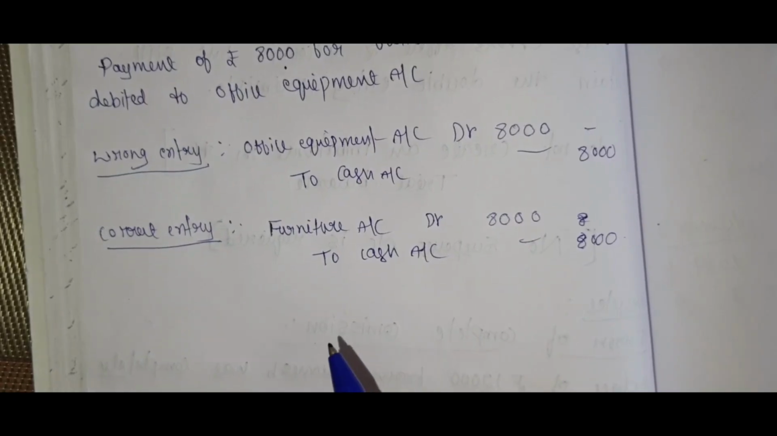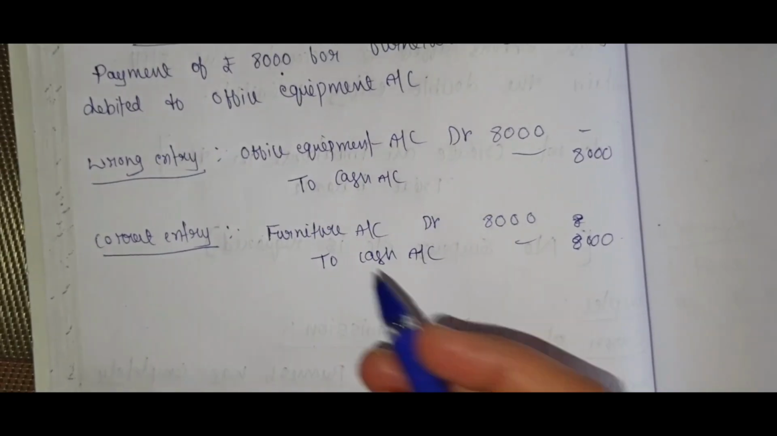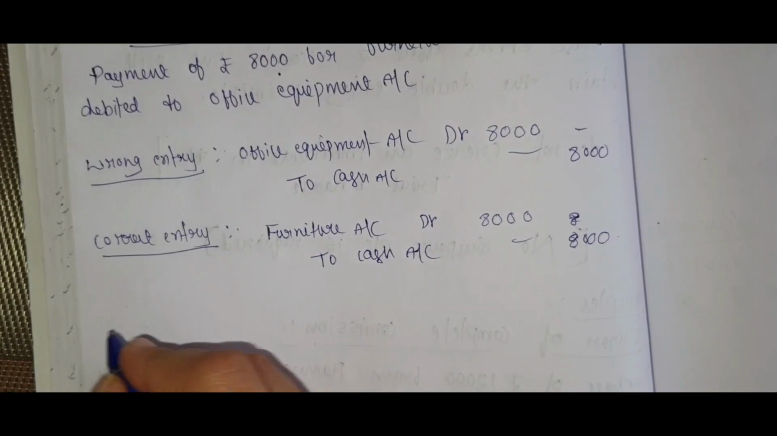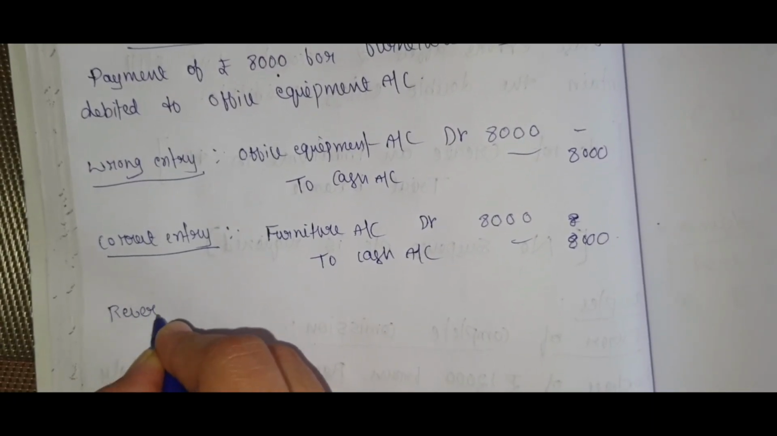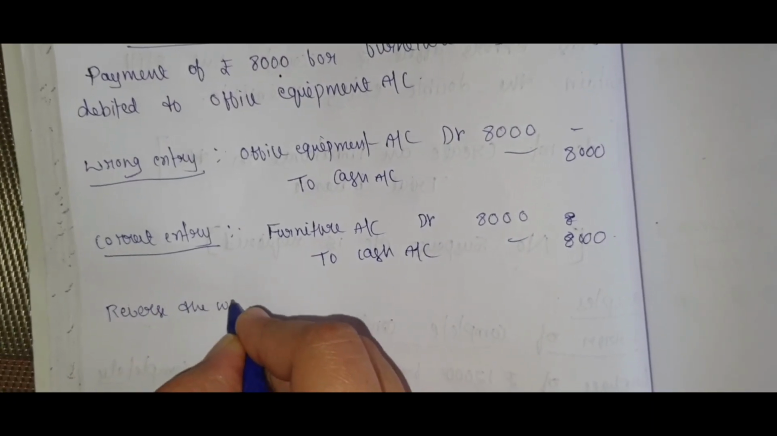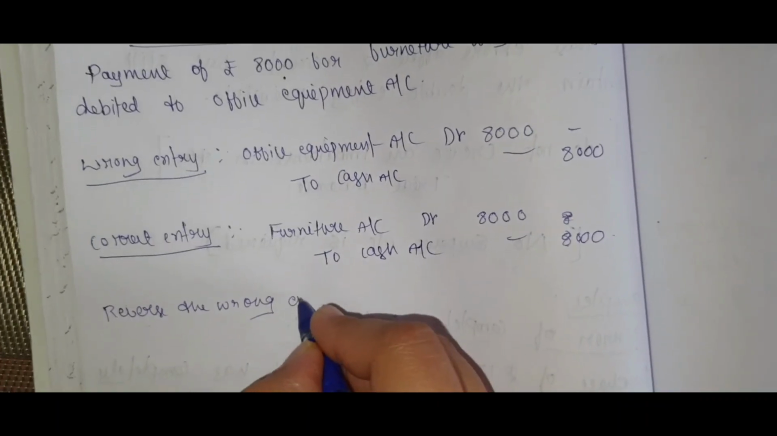Now what is the rectification entry? Before that, we have to reverse the wrong entry.